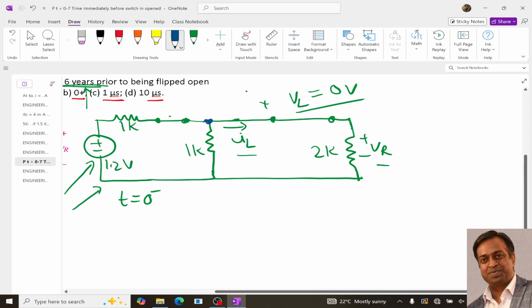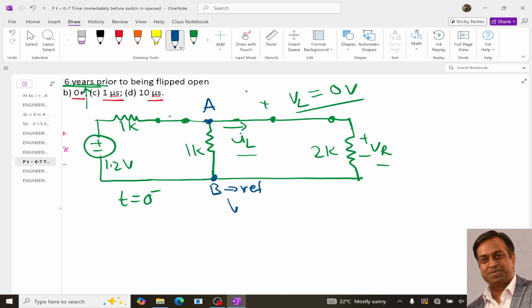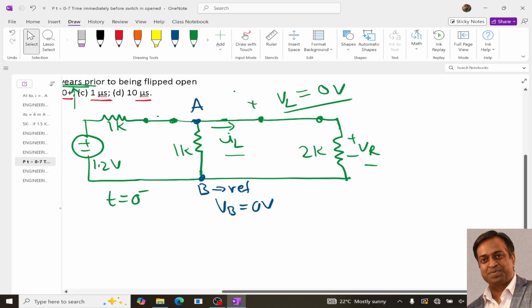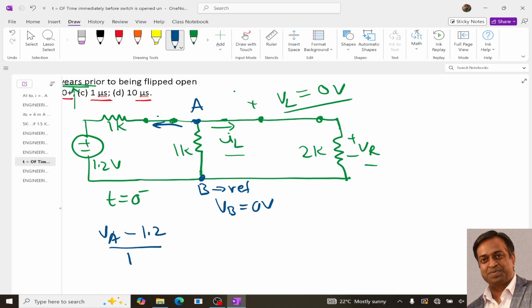So using nodal analysis, I can take this as node A and this as node B, and B can be taken as the reference. It means that the VB voltage is 0 volt. Now applying nodal analysis, simply I can write (VA minus 1.2) upon 1K (1000) plus VA upon 1, plus VA upon 2, equal to 0. Right?